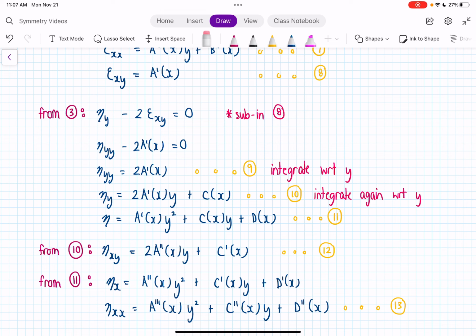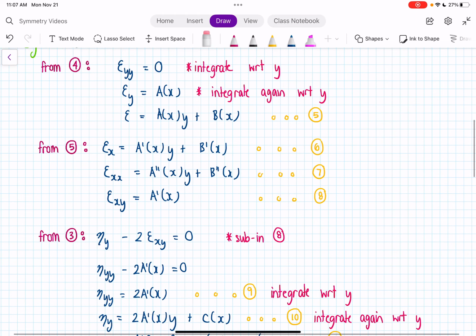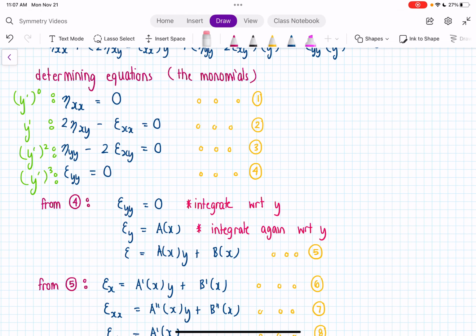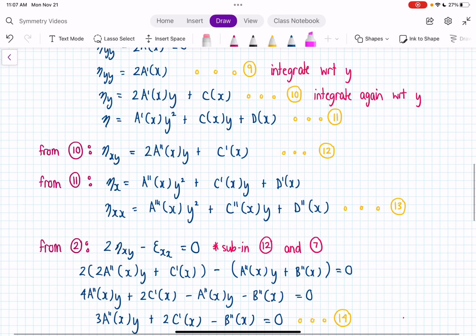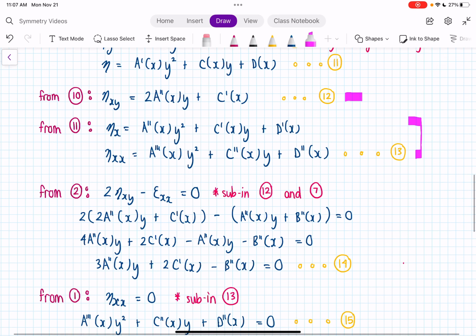And again, I look up at the other two equations. So now I've got equation 1 and 2 that I'm looking at. And I use that to then take equation 10 and differentiate with respect to x. I also take equation 11 and differentiate twice, because these are values that I'm going to be needing in equations 1 and 2.